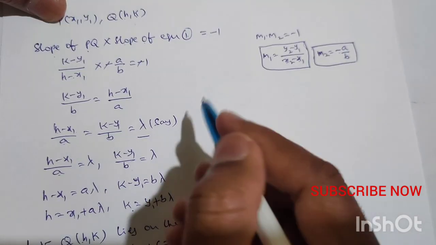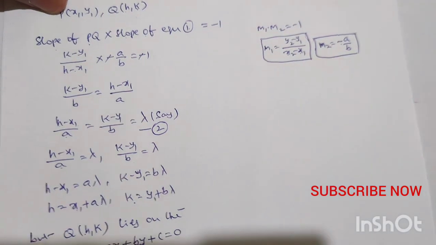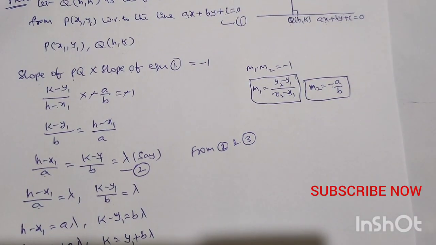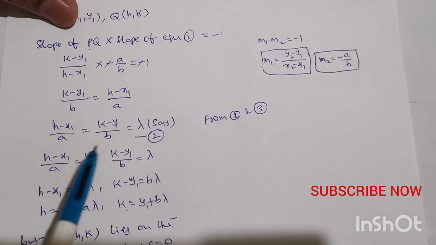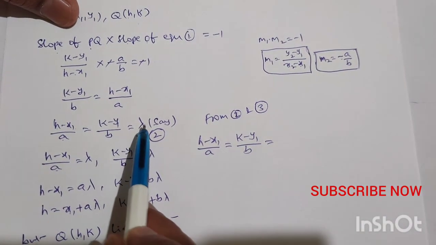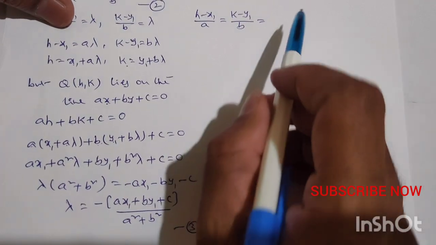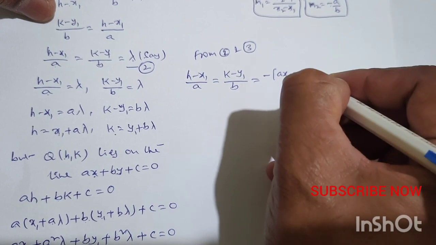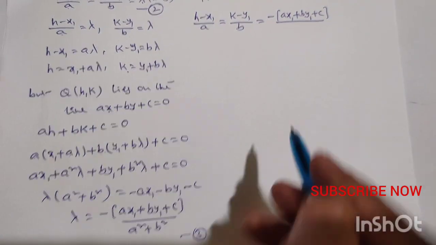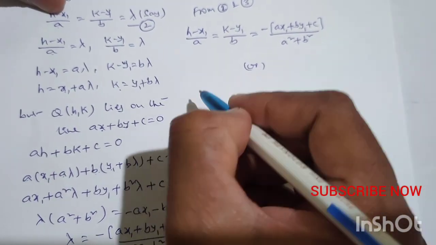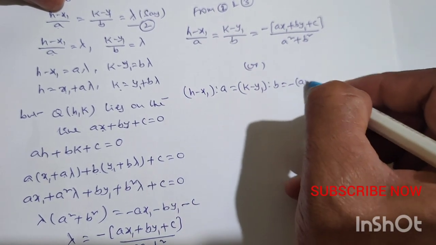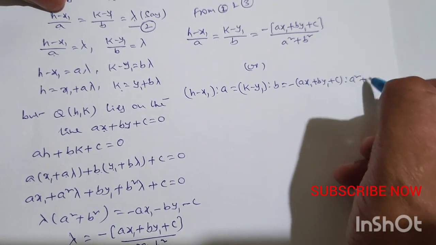So let this be 2, and say this is 3. From 2 and 3 we get the equation: h minus x1 by a equals k minus y1 by b equals lambda. So lambda equals, substituting here, minus (ax1 plus by1 plus c) by (a square plus b square). Or, h minus x1 by a equals k minus y1 by b equals minus of (ax1 plus by1 plus c) by (a square plus b square).